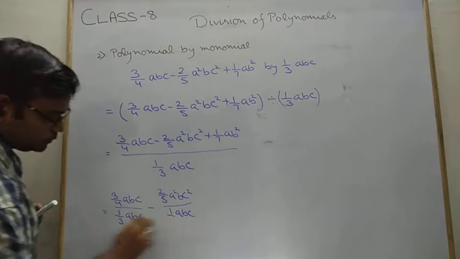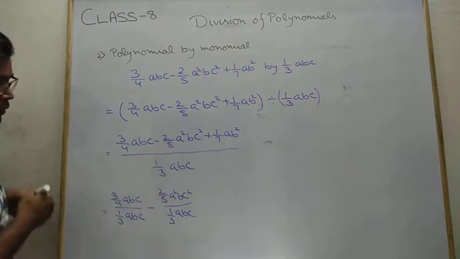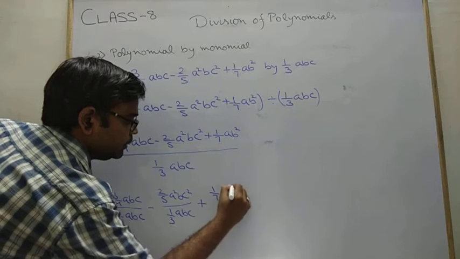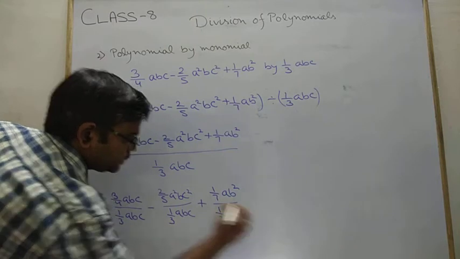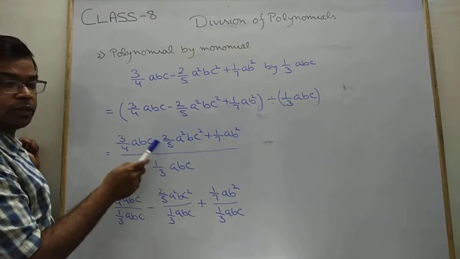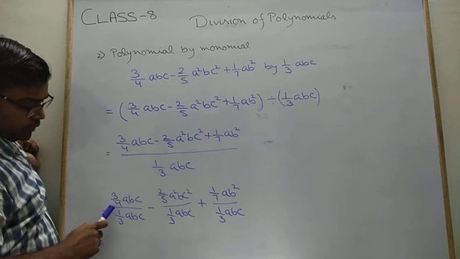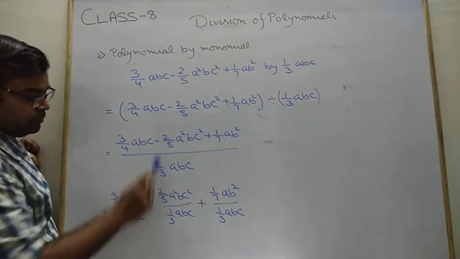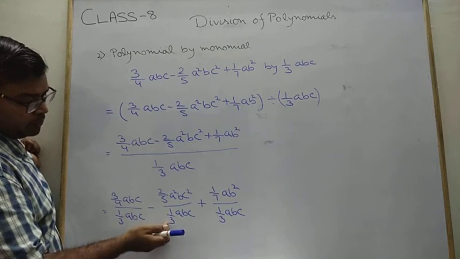Is this not clear to you? Clear? Then we have plus sign, so use plus sign: 1 upon 7 a b square by 1 upon 3 a b c. So you divide each term of the given polynomial by the divisor, that is your monomial. So in this case 3 upon 4 a b c by 1 upon 3 a b c, then minus and plus, we use the same signs, and do the same again and again.